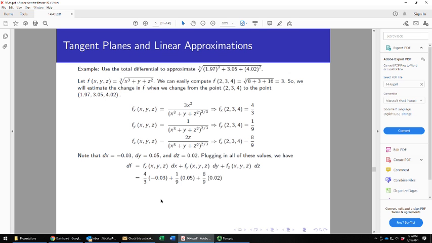Plug in our values. Partial times change for each of the three variables. Simplify, we get negative 1/60. Now remember, that's not the function value, that's the change, right? That's df. So to approximate the function value, we go from where we started plus the change. Well, where we started was 3. The change was negative 1/60, so we get 179/60 as our approximated value for the function.